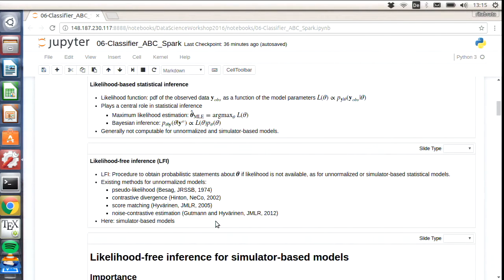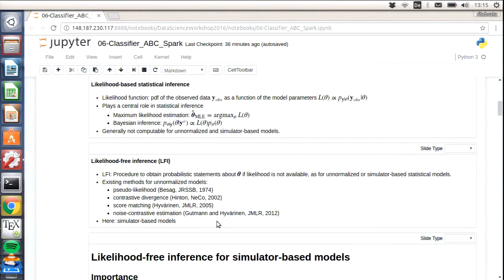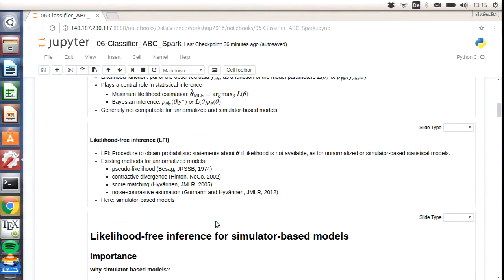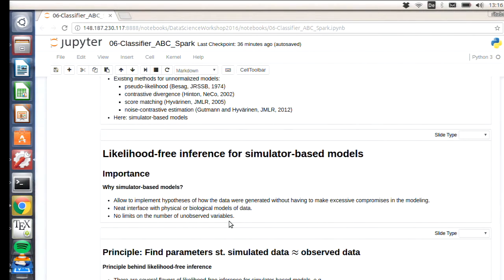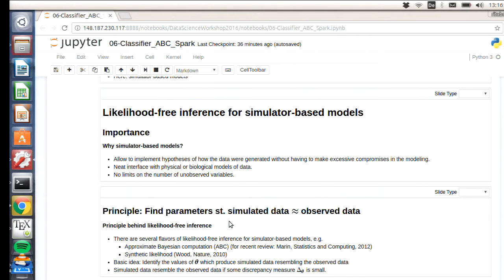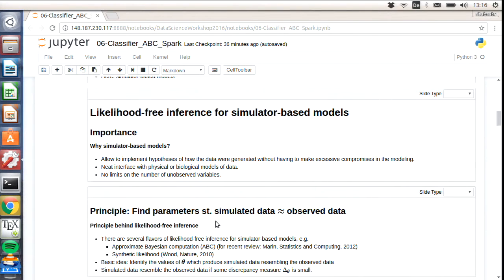But in this talk, I will concentrate on the third problem, which is much more difficult, because you don't have any likelihood function, you have no idea. That's called simulator-based models, and we want to see how we can handle that. We'll talk about one methodology, and then we'll see how we can implement that in Spark. These kinds of things are called likelihood-free inference, because you want to infer about the parameter theta without having a likelihood function or any knowledge about it.